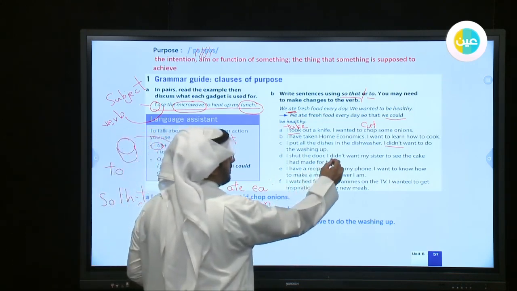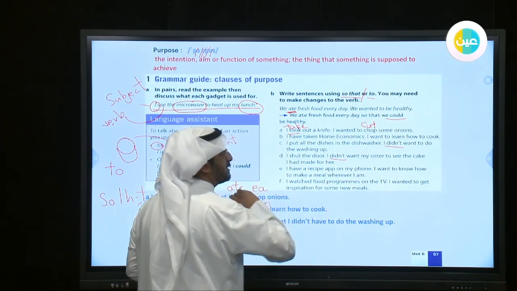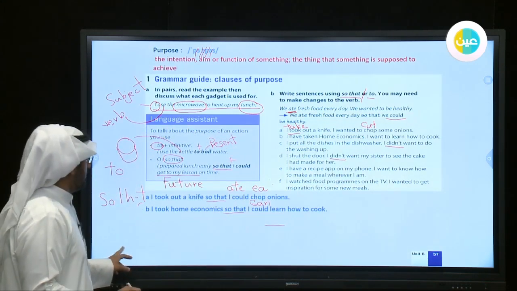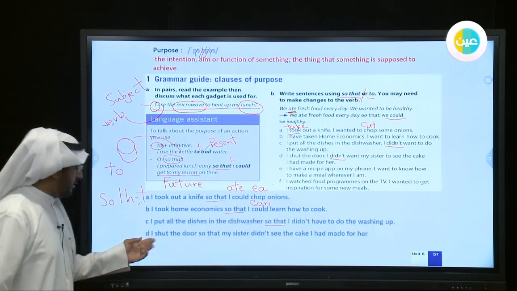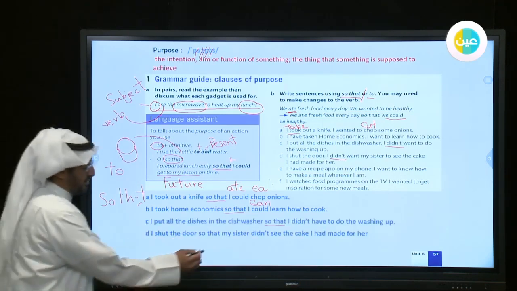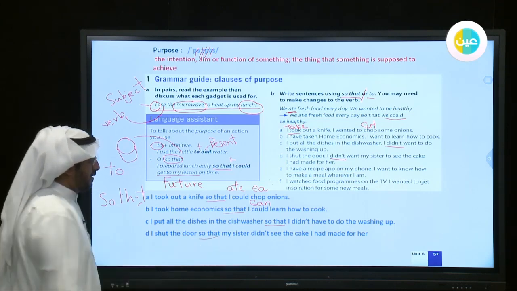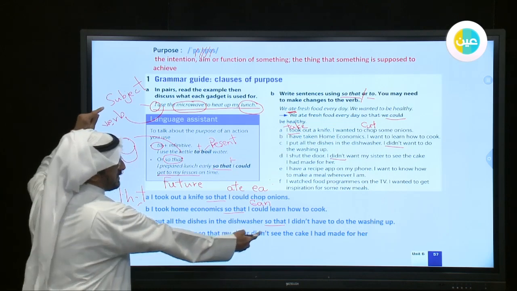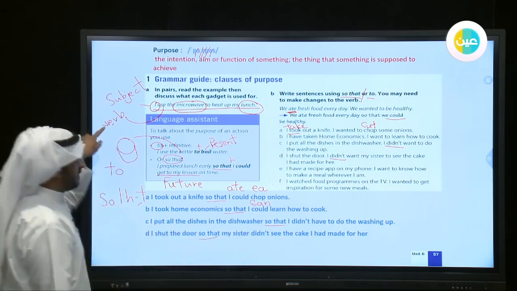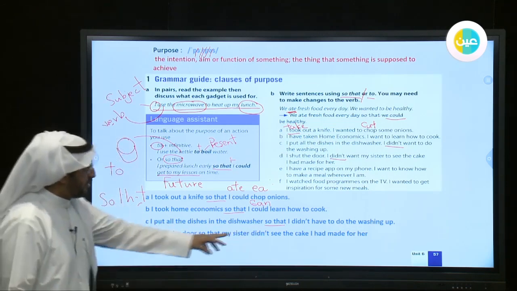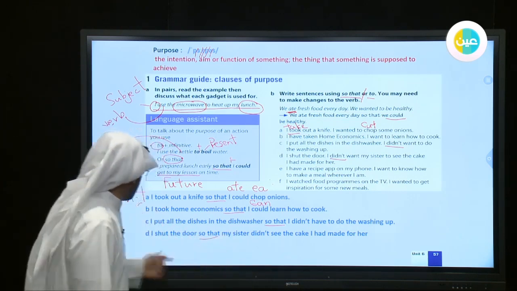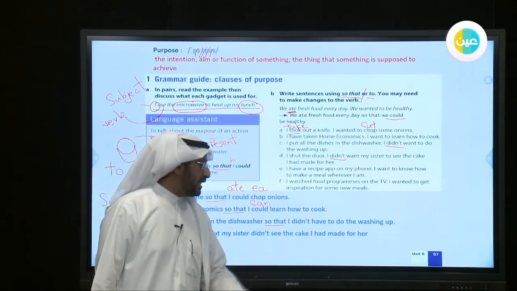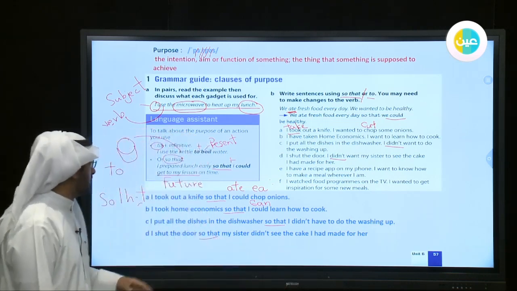This is negative in the past. Number 4. I shut the door so that my sister didn't see the cake I had made for her. Subject, didn't see, verb in the past. Negative in the past.